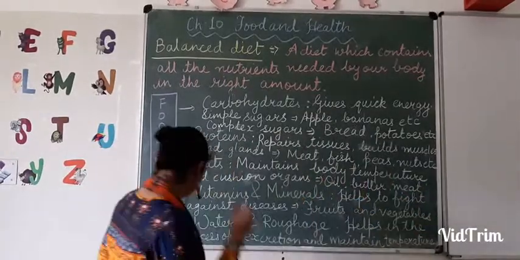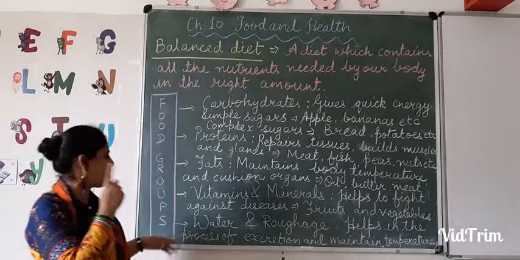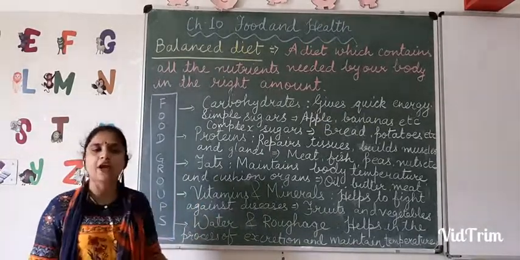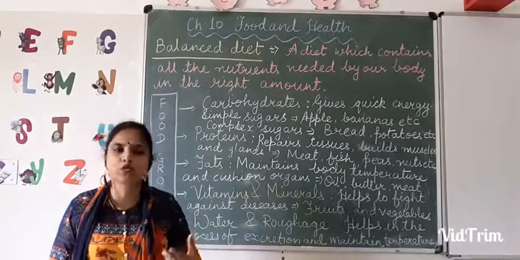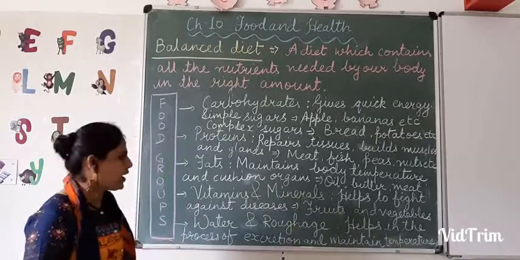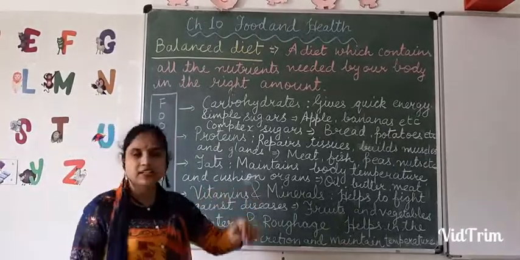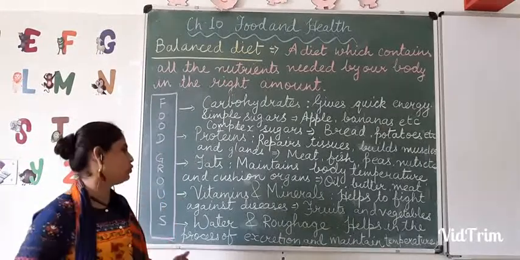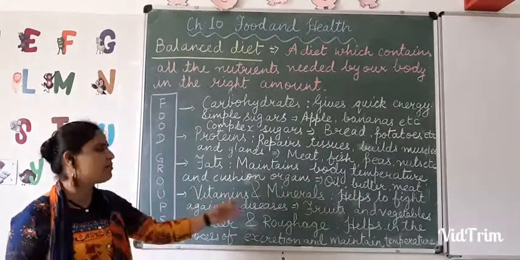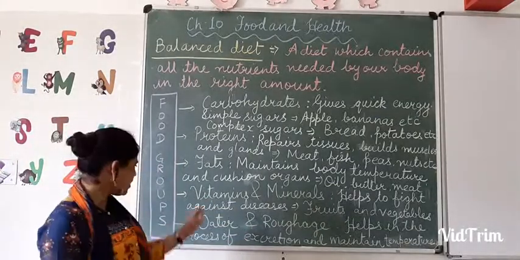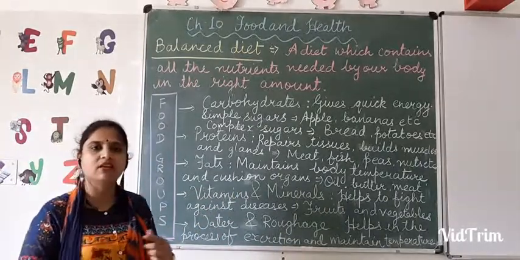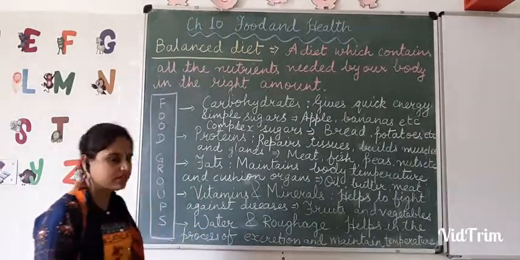Okay, now the next category in this food group is vitamins and minerals, right? Vitamins and minerals are known as protective foods because they protect our body from diseases. Okay, they help to fight against diseases. They boost our immunity. Okay, so fruits and all kinds of vegetables contain vitamins and minerals. These vitamins and minerals we are going to study in an elaborated way in the next video. In the coming video you will study about it.